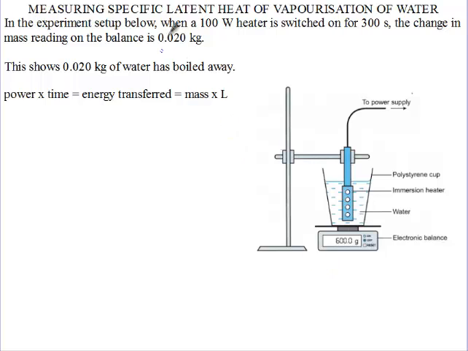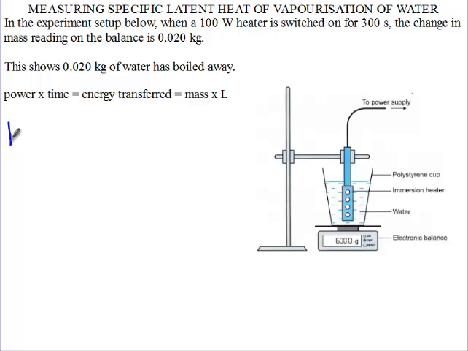Okay. Now the 100-watt heater is switched on for 300 seconds. The change in mass reading on the balance is 0.20 kilograms. So when we put the water on the balance, we measure the mass. After heating it for some time, after allowing it to boil for 300 seconds, we check the change in mass, how much the mass has reduced to. Then we subtract to get our change in mass. Now, this shows that 0.20 kilograms of water has boiled away.